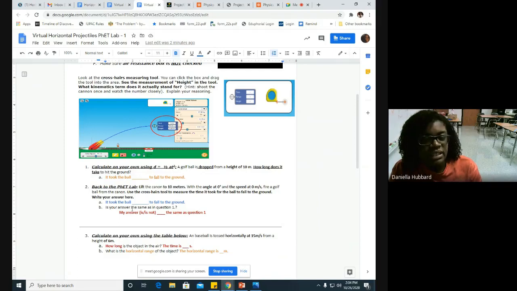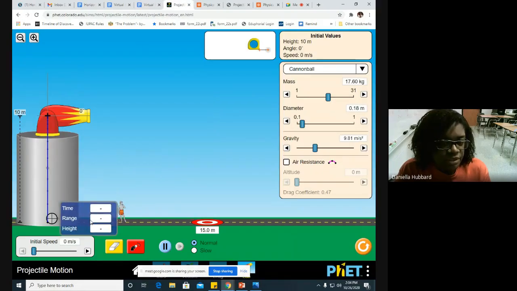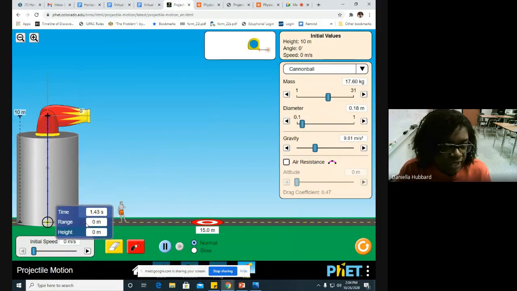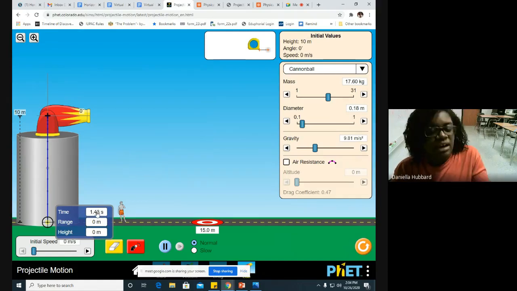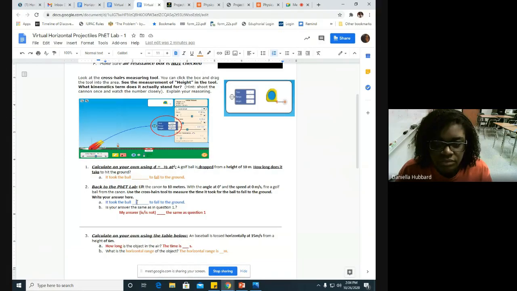Part B says, is your answer the same as in question number 1? So what you're doing, you're comparing what you calculated in number 1 to the time that you get when you put the crosshair tool right here. So here it gives us 1.43 seconds. I'll give you that one for number 2. And you need to see what you calculated. Does it match up to 1.43?